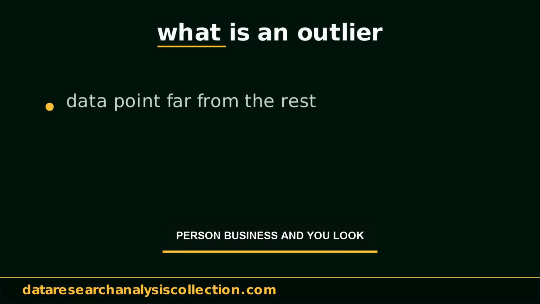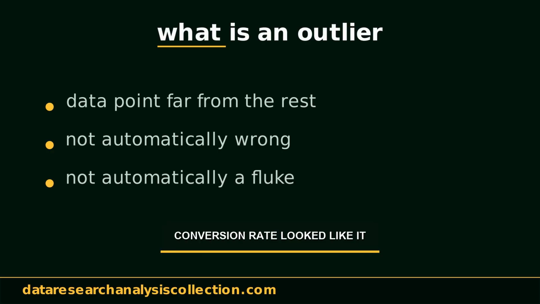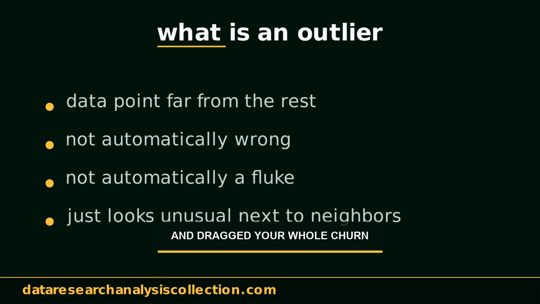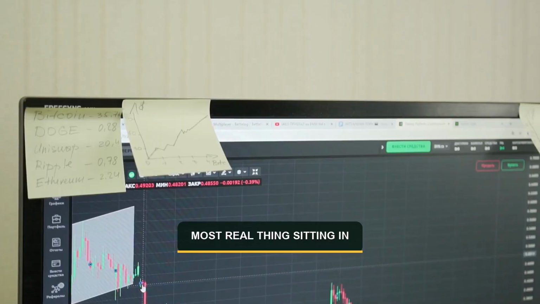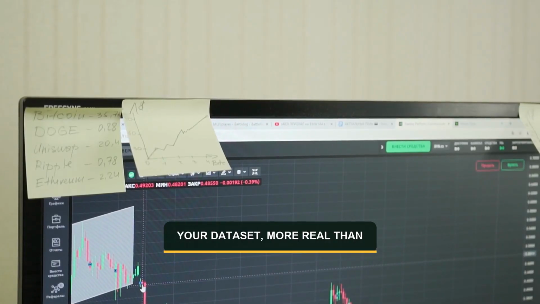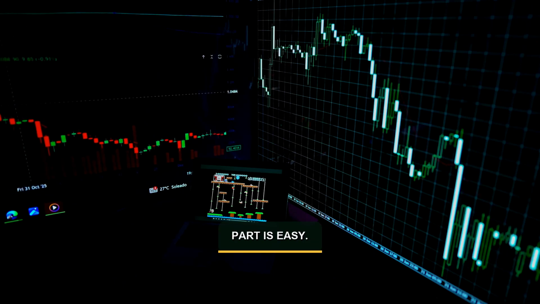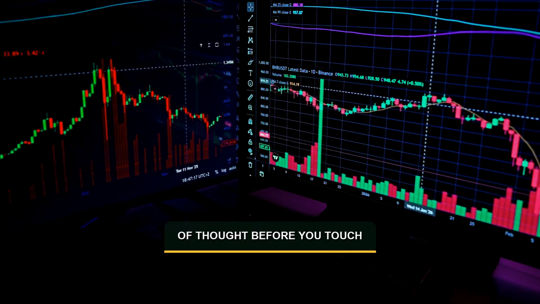If you run a one-person business and you look at your own numbers regularly, you've already met a few of these. The customer who paid you 10 times what everyone else pays. The day your sign-up page got hit by a bot, and your conversion rate looked like it tripled overnight. The month one client canceled and dragged your whole churn number up on its own, even though nothing else about your business had changed. None of those are automatically bad data. Some of them are the most real things sitting in your dataset, more real than the tidy average sitting next to them. The actual job isn't spotting the outlier. That part is easy. The job is figuring out which kind you're looking at, and that takes a beat of thought before you touch any formula.